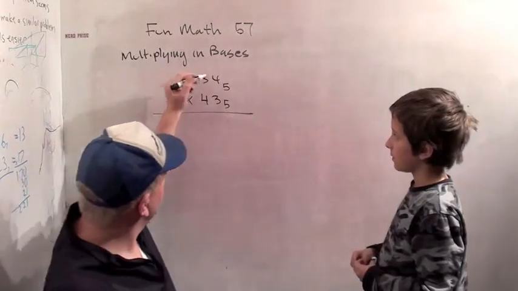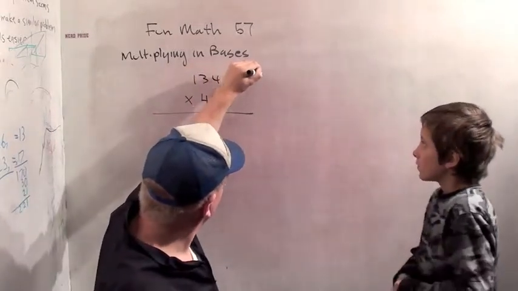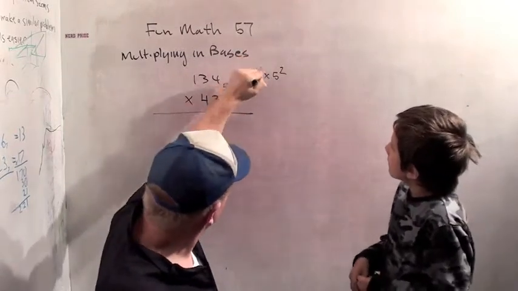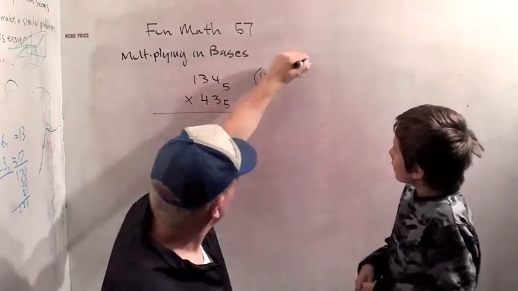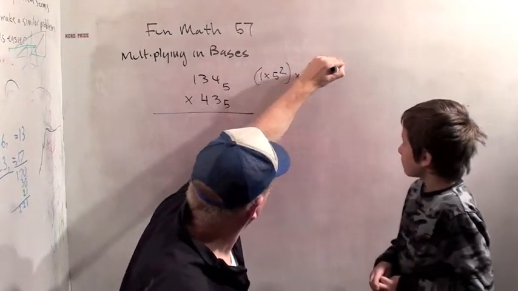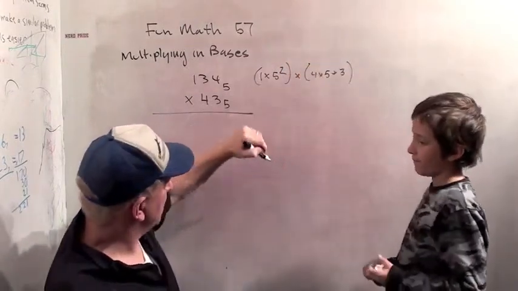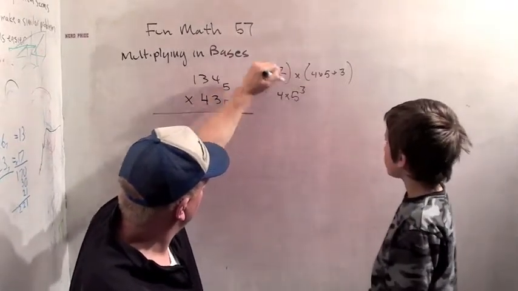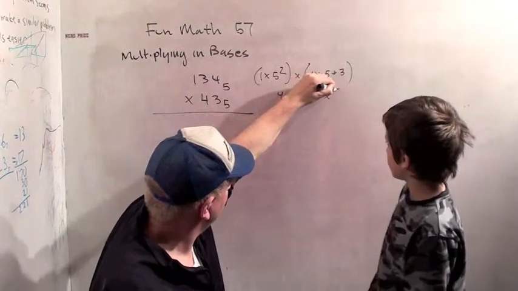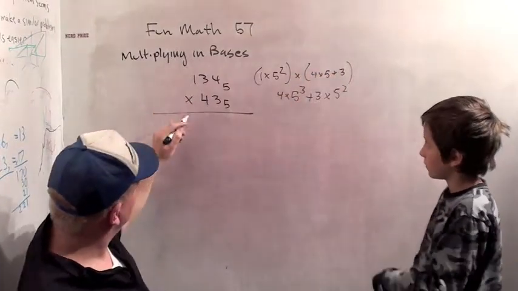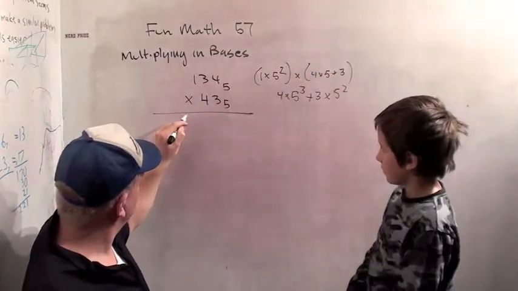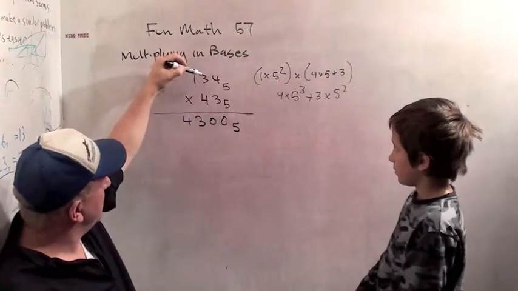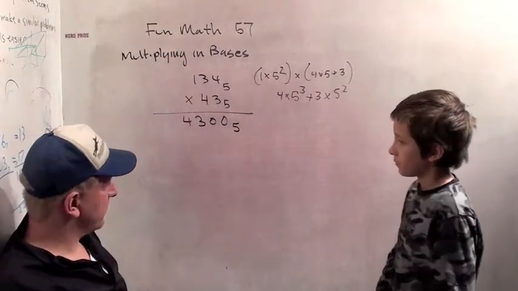Yes, because this 100 means 1 times 5 squared, and this 43 is 4 times 5 plus 3. So when I pull in the 5 squared, I get 4 times 5 cubed plus 3 times 5 squared. So 100 times 43 is 4300 base 5. Now I've got to do 30 times 43.